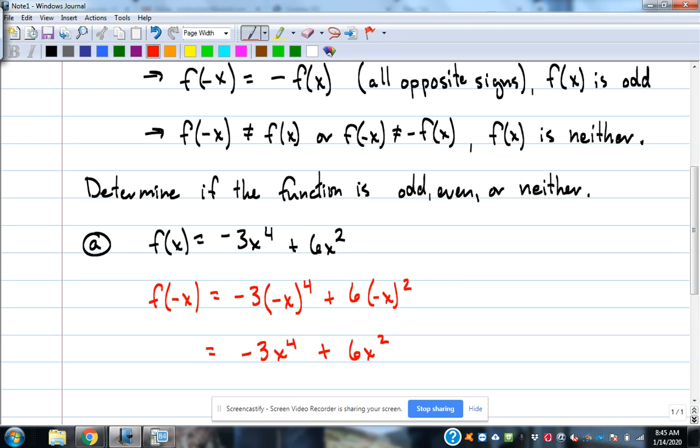So what do we know about this function? It's even. Because after we plugged in the negative x and did all the simplifying we could, it ended up matching the original problem. That's even functions. Okay.